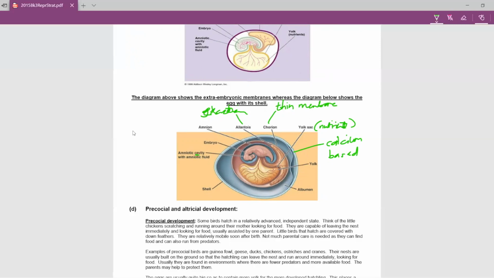This is very, very important. The amniotic fluid acts as a temperature regulator. Temperature regulator means it keeps the offspring or the embryo warm when it's cold and cool when it's hot. It protects the embryo from desiccation or dehydration, and protects the embryo from mechanical injury by absorbing the shock. So these are some of the adaptations of an amniotic egg that you must know.